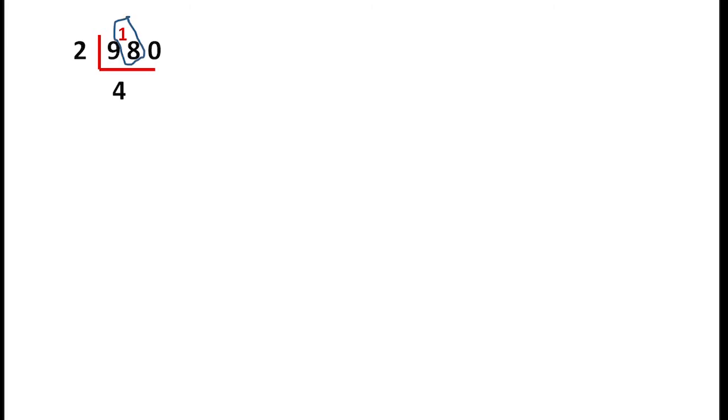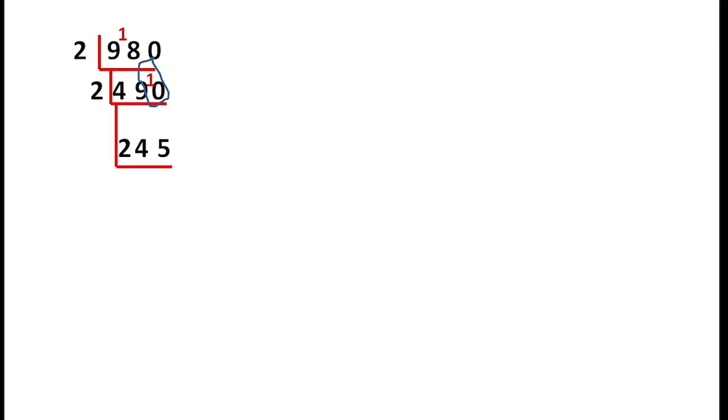Next number is 18. 18 by 2 is 9. And we know that 0 by 2 is 0. 490, again it is an even number. So we can divide with 2. We know that 4 by 2 is 2 and 9 by 2 is 4 and remainder 1. Next number is 10. 10 by 2 is 5.